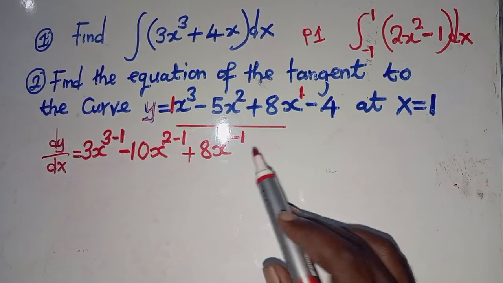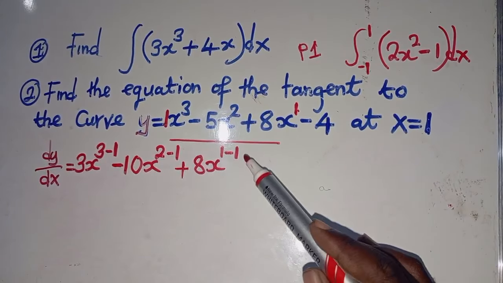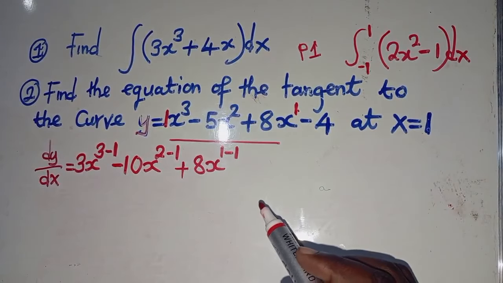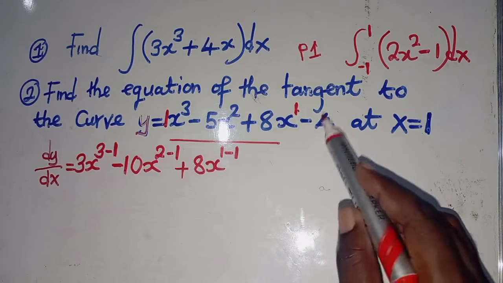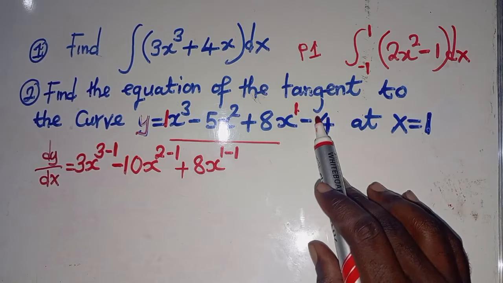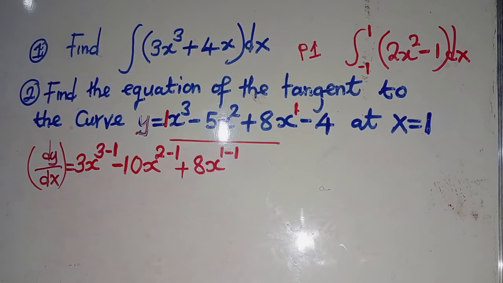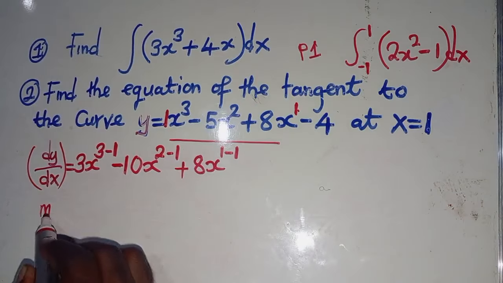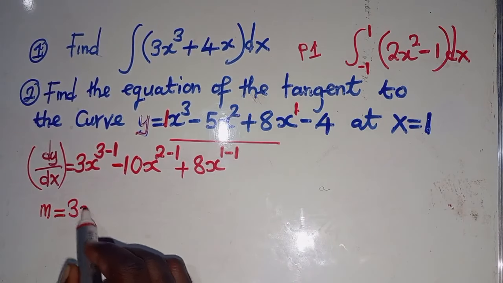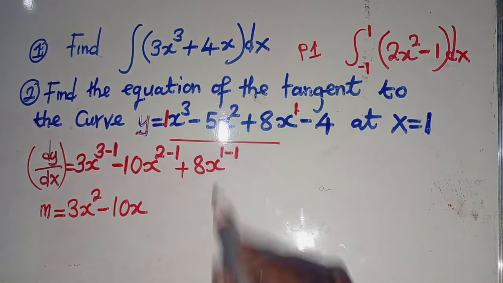Under differentiation, I guess you are able to see what is here. This is 1 plus 1. There is just a torchlight from my phone. I guess it is not disturbing any one of you. You don't differentiate a constant number. You just leave it like that. So this thing you are able to see, dy dx, it is just the same as gradient. So gradient is equal to 3x squared minus 10x.